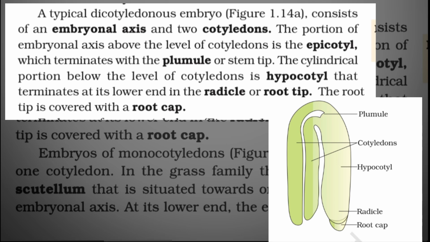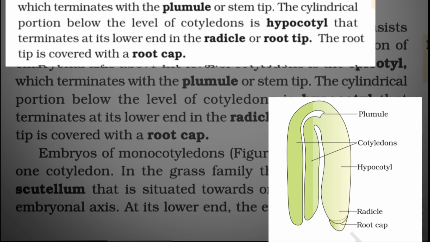The portion of embryonal axis above the level of cotyledons is the epicotyl, which terminates with the plumule or stem tip. The cylindrical portion below the level of cotyledons is hypocotyl, that terminates at its lower end in the radicle or root tip. The root tip is covered with a root cap.